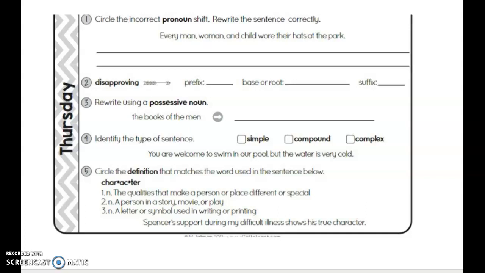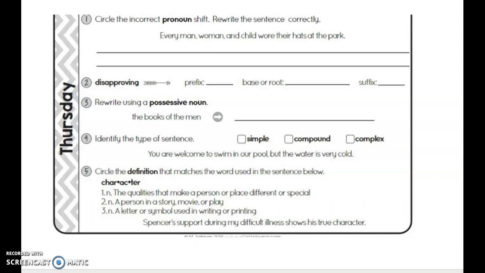Okay, so in our sentence, every man, woman, and child wore their hats at the park. Well, we're talking about men, women, and children, and men, women, and children are all male and female. So you need to take out our pronoun that's talking about more than one because we're talking about random people. Our pronoun's talking about a group, which is more than one. You need to take that out and replace it with something that can relate to every man, woman, or child that can be a male or a female. And then retype your sentence in the box.